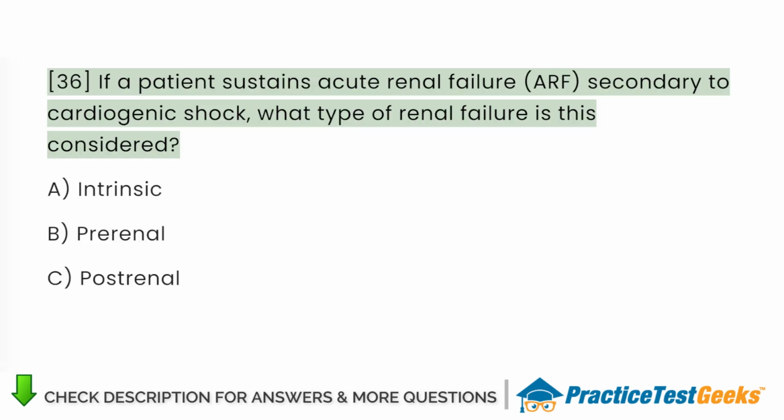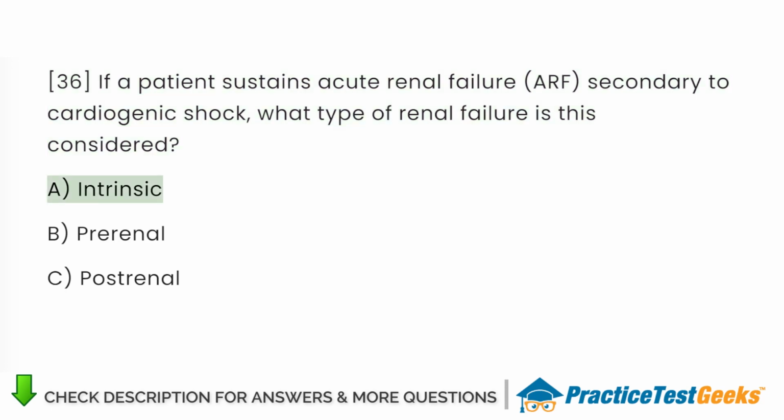If a patient sustains acute renal failure, ARF, secondary to cardiogenic shock, what type of renal failure is this considered? A. Intrinsic. B. Prerenal. C. Postrenal.